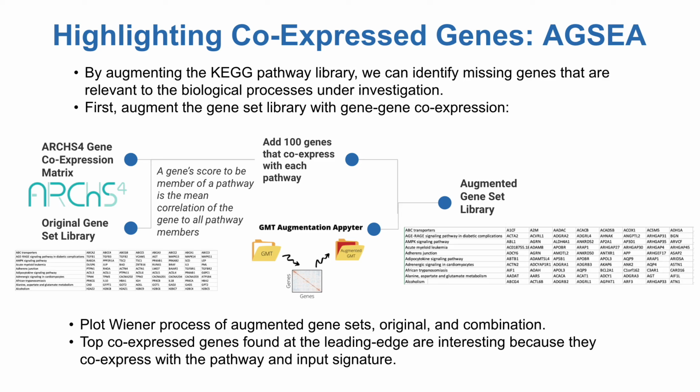Then, there are 3 random walks plotted, one for the original gene set, one for the augmented, and another for the 2 combined. The top co-expressed genes are augmented genes taken from the leading edge of the combined plot, and they are interesting because they co-express with the pathway and the input signature. This means that they are potential members of the pathways, but have not currently been identified.